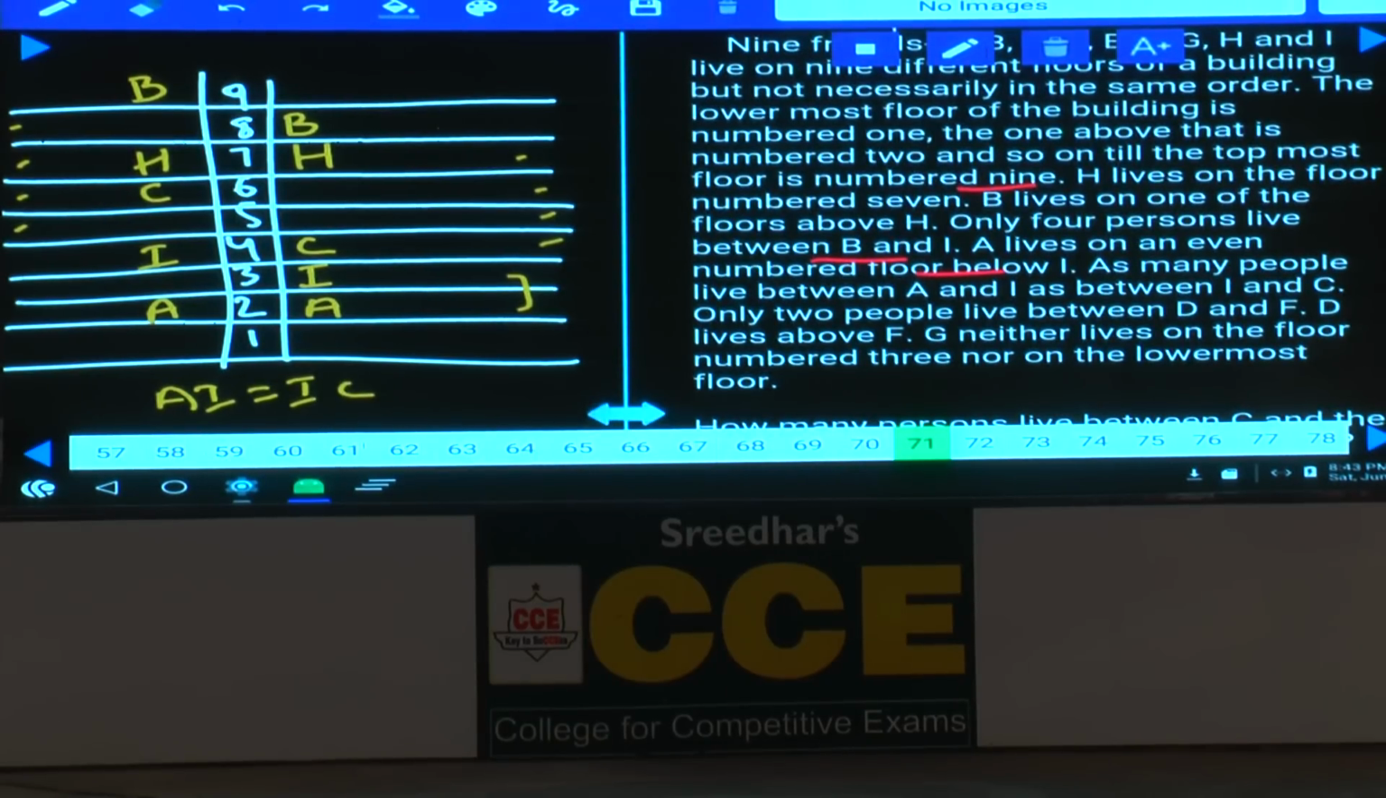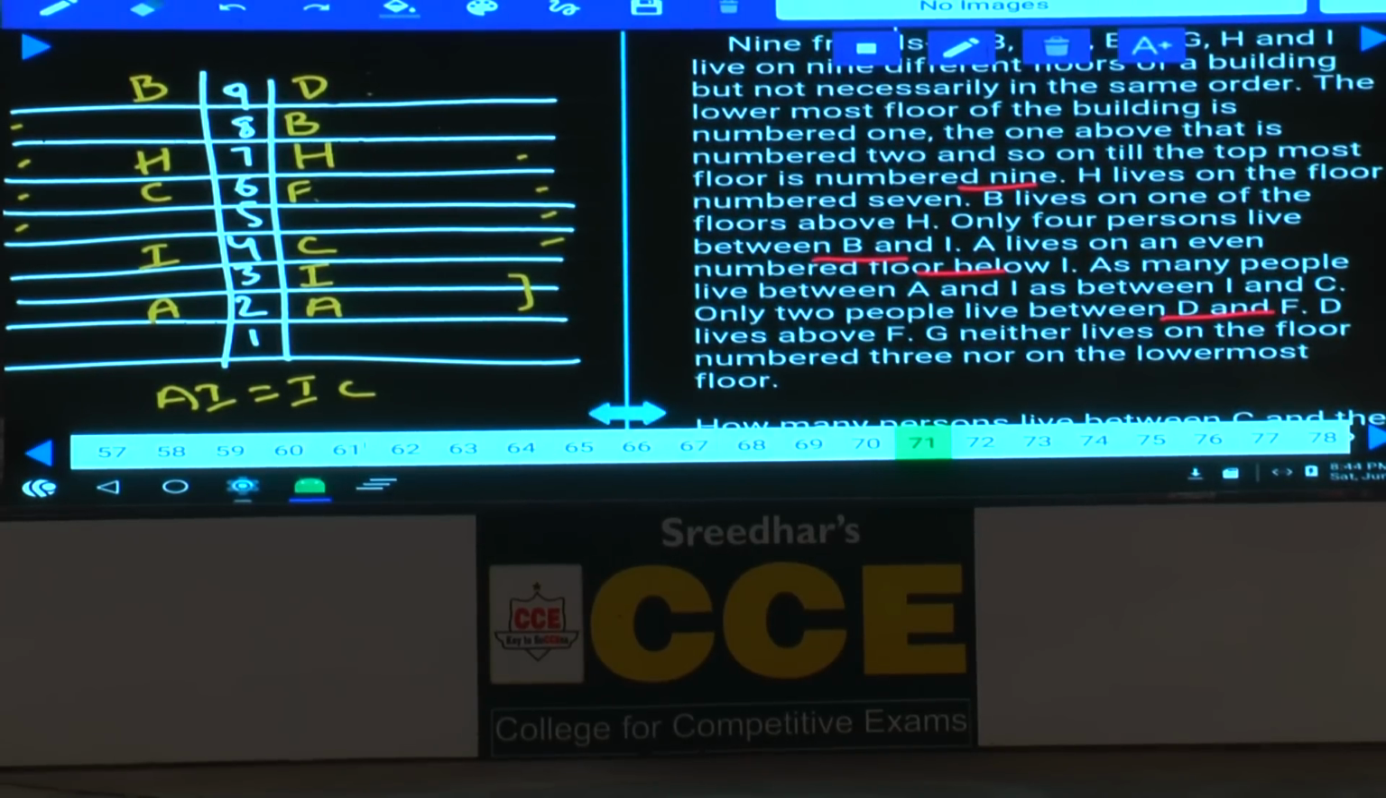Only 2 people between D and F. Now tell me what are the different possibilities. If D is here, 1, 2, F is here, or if F is here, D will be here. Only 2 people between D and F, and D lives above F. As D lives above F, D is on the 9th floor and F must be on the 6th floor.